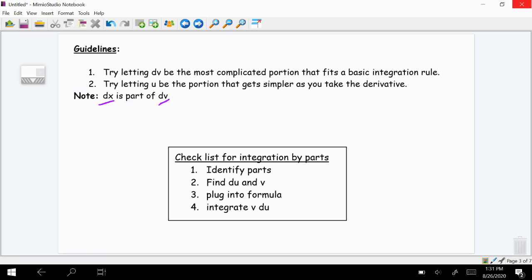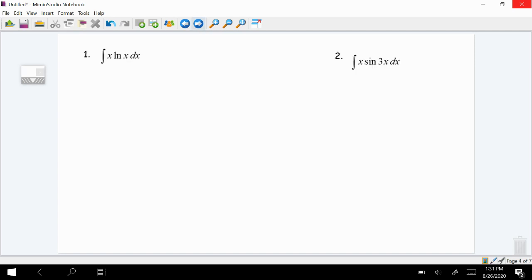Here's kind of a little bit of a list to go through. This is the checklist of how you do these. Figure out what's what. What are your parts? And again, I'll give you some hard and fast rules so you're not searching. Figure out then what the du and the v are, put it into the formula, and then integrate the last piece. So we're going to go through and do 6 examples of this so you get to see a little bit of everything before we get into ones that maybe have some different steps.